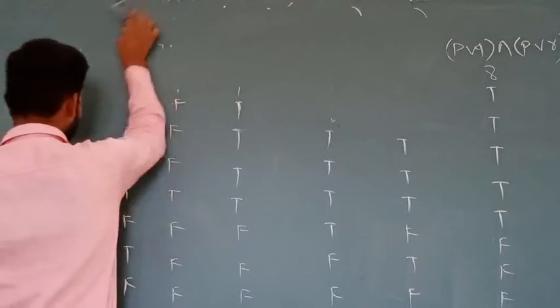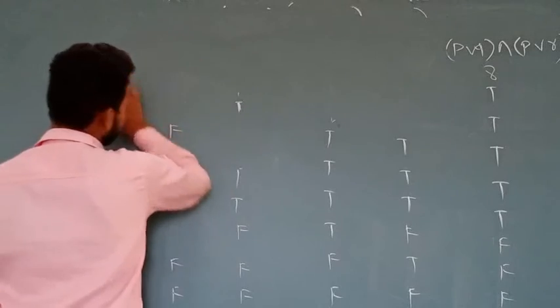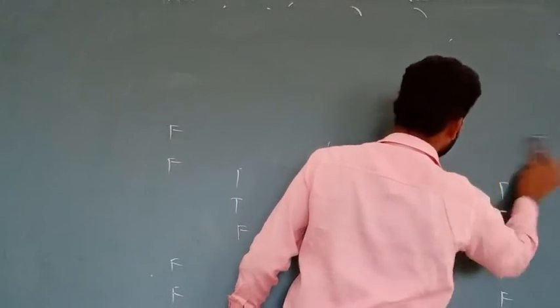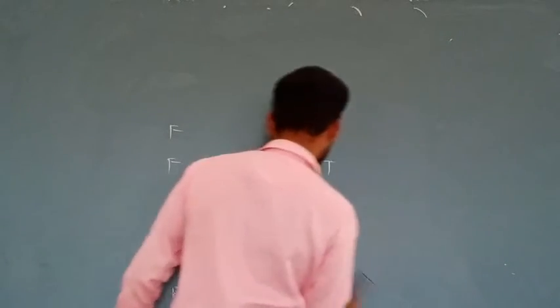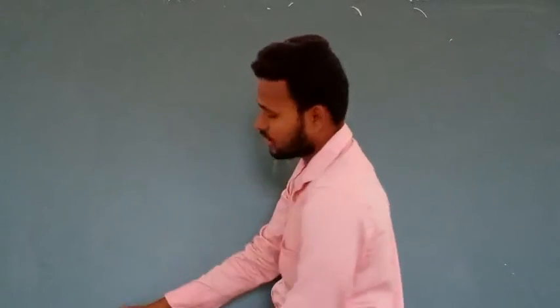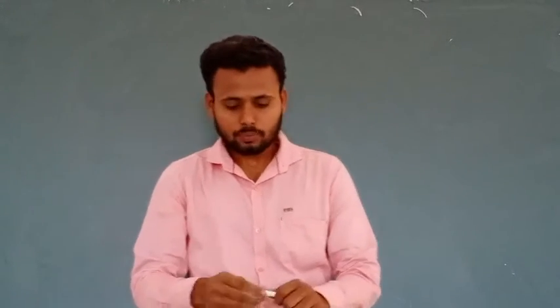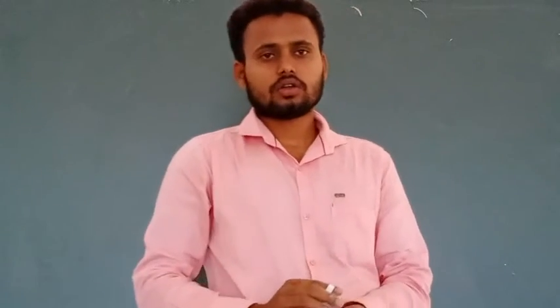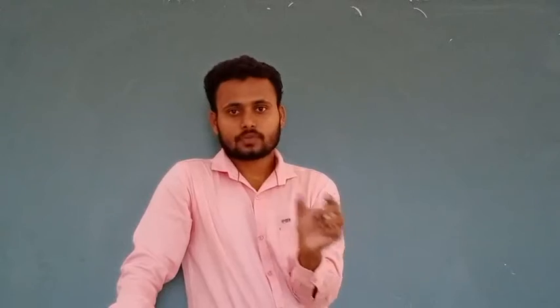Now the next point is tautology, contradiction and contingency statement patterns. Now suppose we have two statements, or the next point is what? Tautology, contradiction and contingency statement.